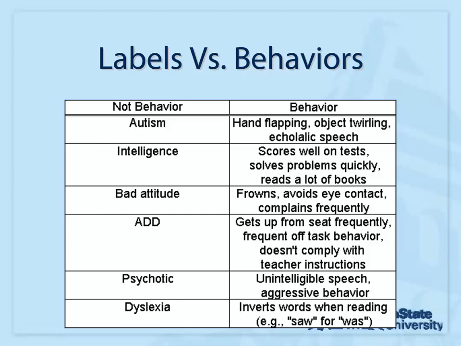Another key distinction is the difference between labels and behavior. Saying someone has a bad attitude, for example, is a label for a collection of individual behaviors. Those behaviors could include that the individual frowns, avoids eye contact, and complains frequently. We could probably come up with a lot more behaviors that could be classified under the label of having a bad attitude. The same holds for when you say someone has autism or is intelligent. These are labels, not behavior.